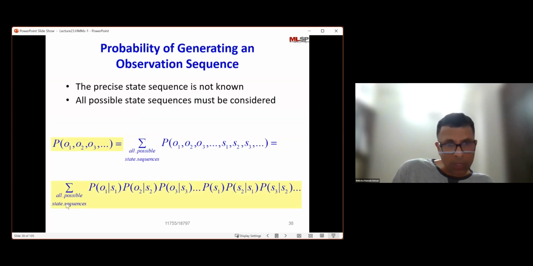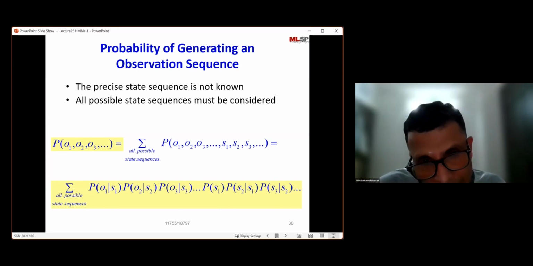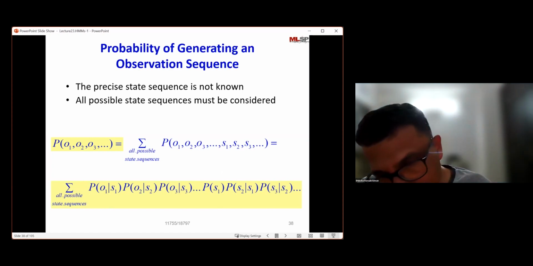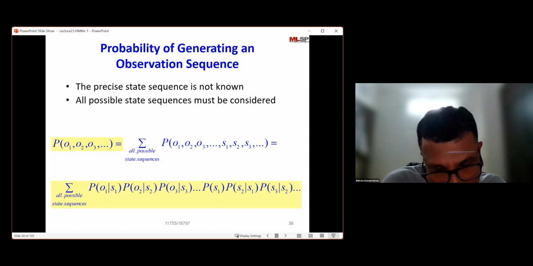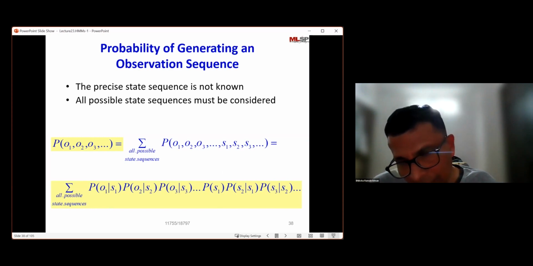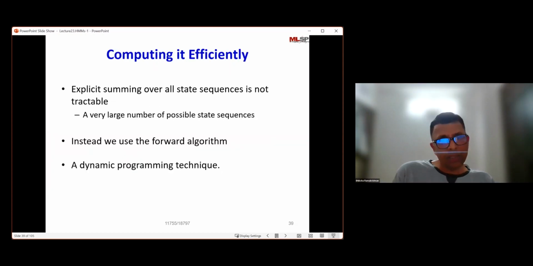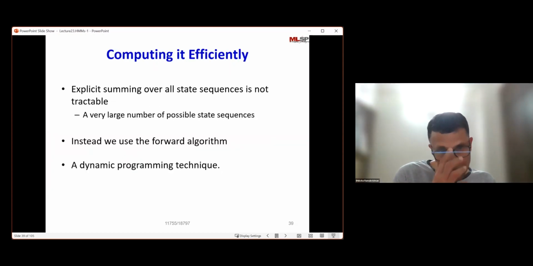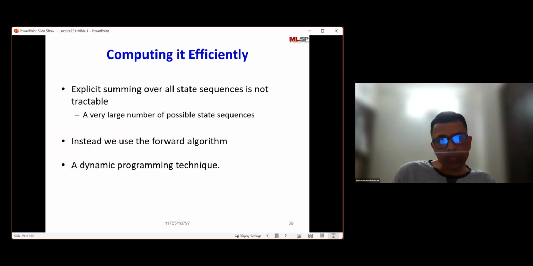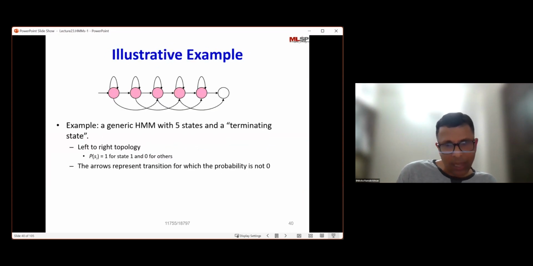The problem is that when you want to compute this, it must be computed over all possible state sequences. If I have t time steps and n states in my Markov chain, how many different state sequences can I have? N raised to t, right? Exponential. You're not going to be able to sum this because you have a very large number of state sequences. So we use the dynamic programming technique, which is the forward algorithm. And I'm going to use that.